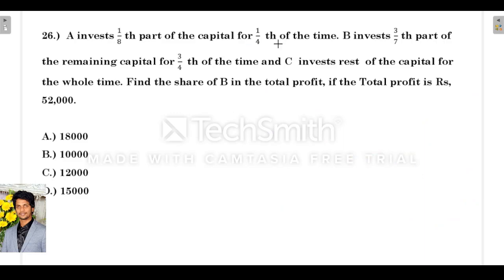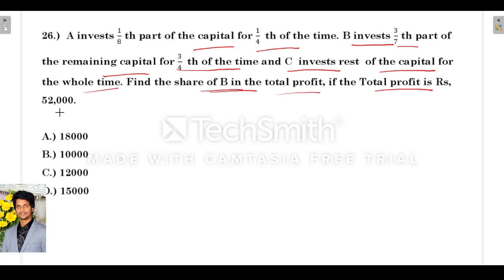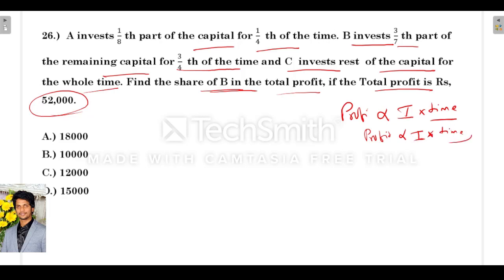So next: A invests 1/8 part of the capital for 1/4 of the time. B invests 3/7 part of the remaining capital for 3/4 of the time, and C invests the rest of the capital for the whole time. Find the share of B in total profit if the total profit is rupees 52,000. See, the concept is that profit is proportional to investment into time of investment. Profit earned is directly proportional to the amount invested into the amount of time for which we invested it.